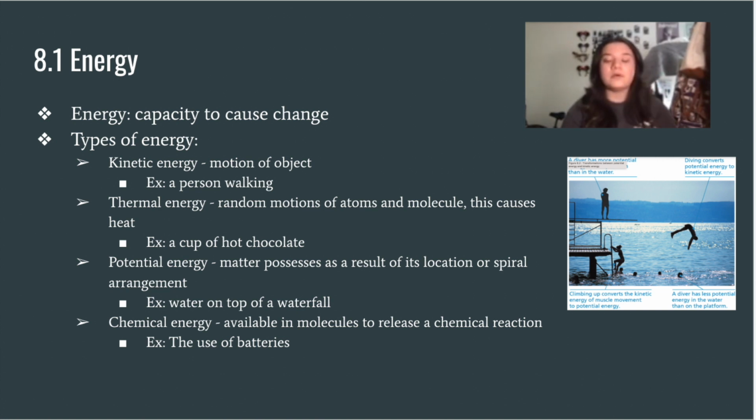And lastly, chemical energy. It is available in molecules to release through a chemical reaction. An example of this is the use of batteries. And I added a picture on my slide to demonstrate the different energies being used.